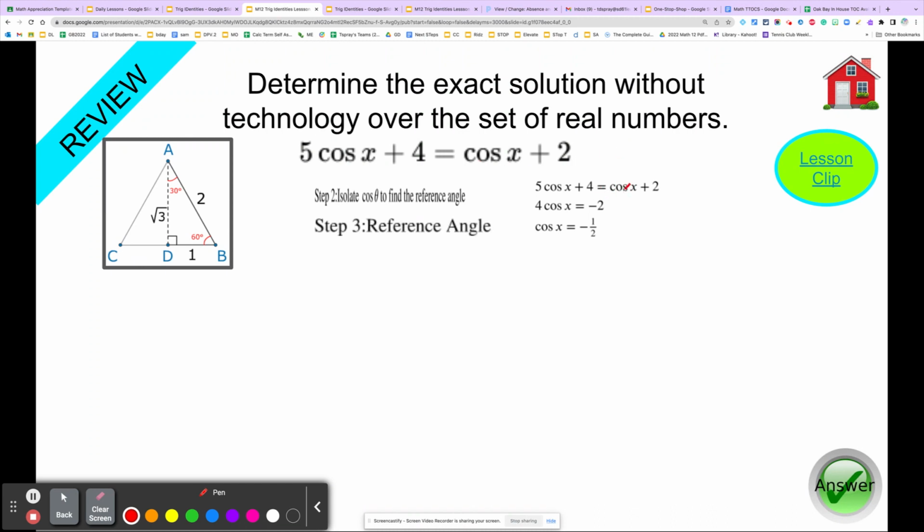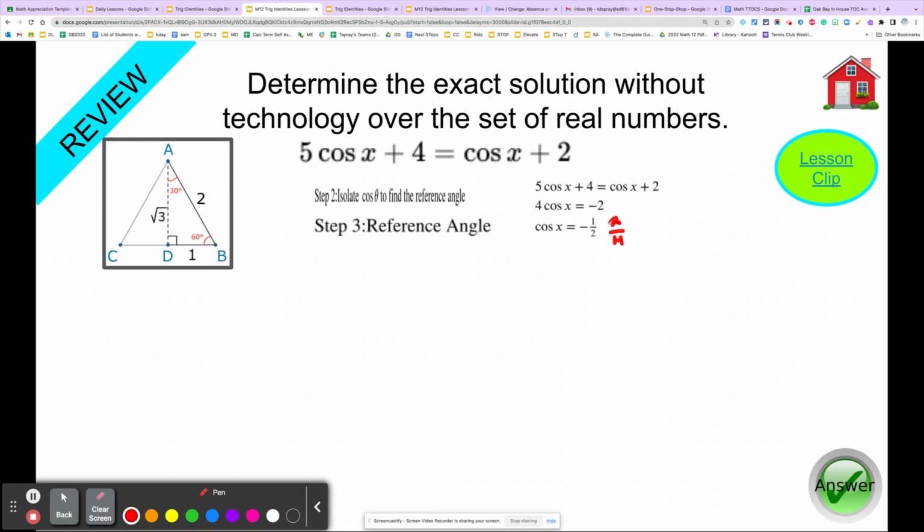So I subtracted cos x from both sides, giving me 4 cos x, and then 2 subtract 4 is negative 2. And then at this level, I just divided everything by 4, and you're going to get cos x equals negative 1/2. I can see that my next step would be to use this triangle here. And remember, that cosine equals adjacent over hypotenuse.